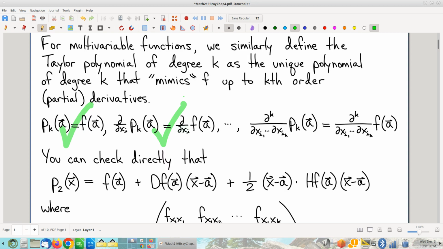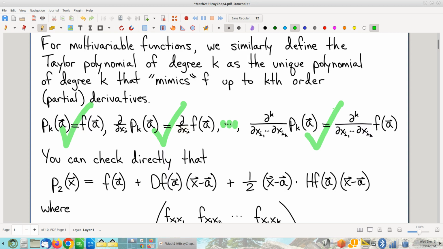I want this polynomial to mimic f in terms of all of its partial derivatives and all of its second partials, third partials, fourth partials, of which there are many, all the way up to and including all of the kth partials of f at the point a. So this is going to be our goal, to find a polynomial that will do this. And there is, again, going to be a unique polynomial of degree k that does this.